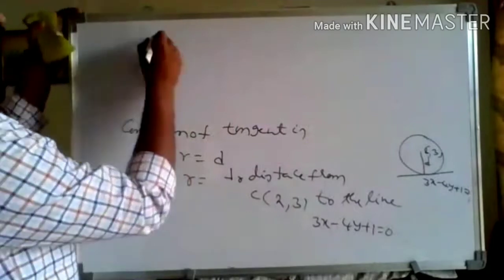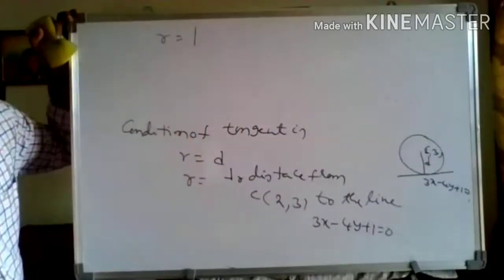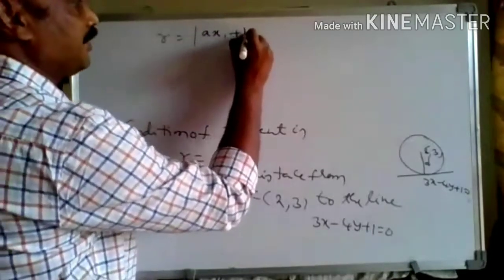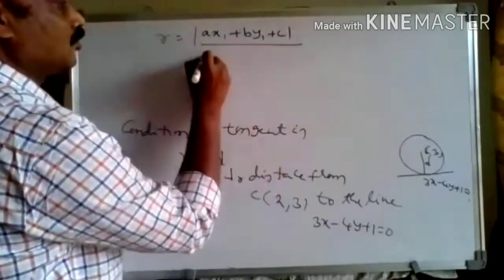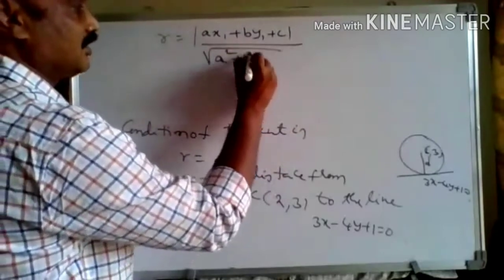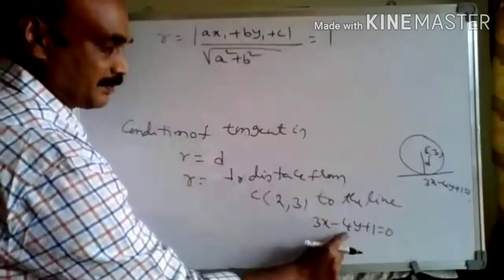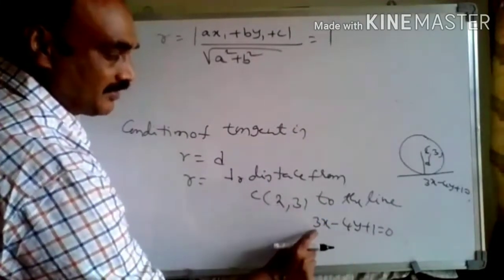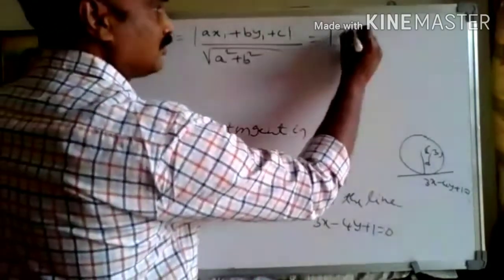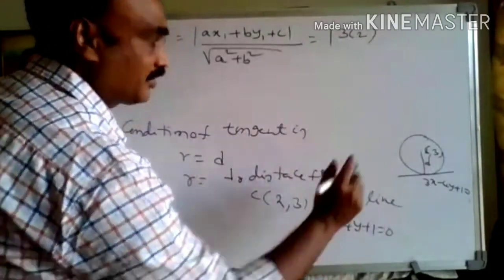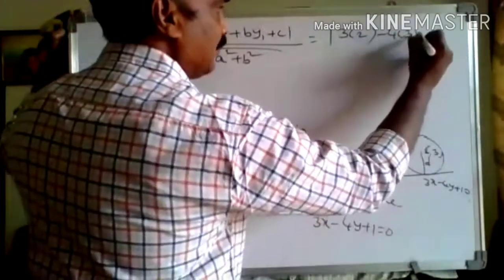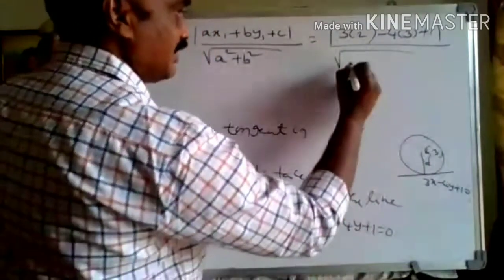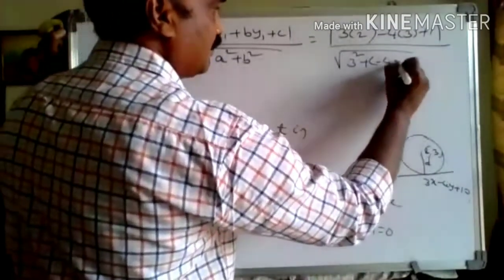So r is equal to the perpendicular distance formula. The perpendicular distance is equal to mod of ax1 plus by1 plus c, divided by root of a square plus b square, where the line is ax plus by plus c and the point is x1, y1. Here it is 3 into 2, minus 4 into 3, plus 1, divided by root of a square, where a is 3 square and b is 4 whole square.